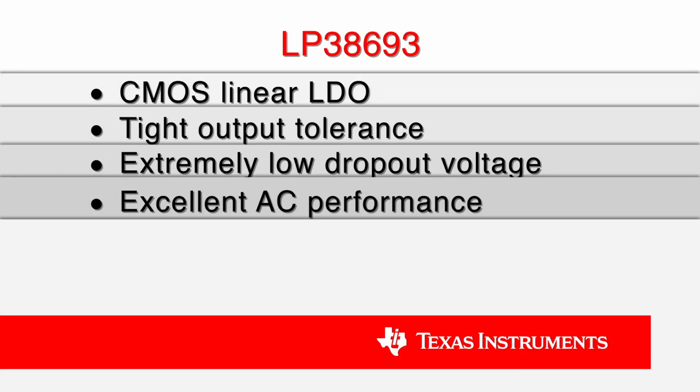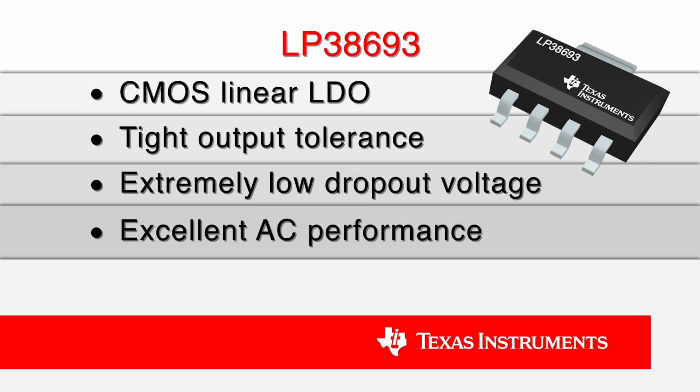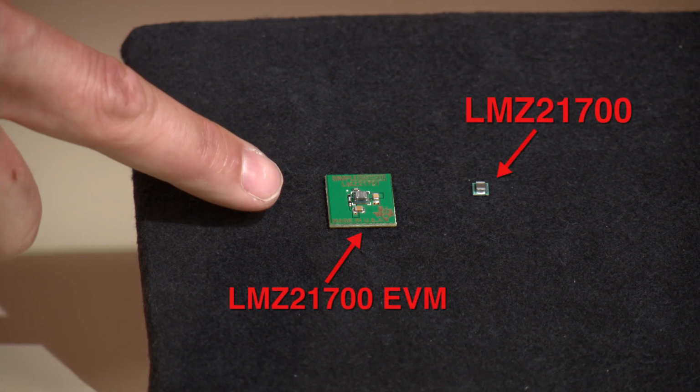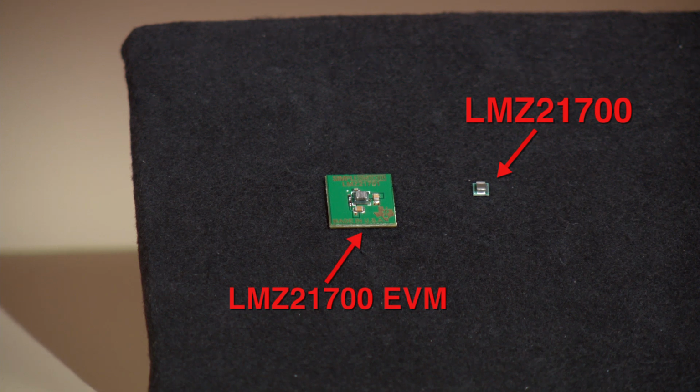For the LDO, we'll use TI's LP38693, a low dropout CMOS linear regulator that provides tight output tolerance, extremely low dropout voltage, and excellent AC performance. For the switching regulator, we'll use a simple switcher nano module, the LMZ21700, a step-down DC-DC solution capable of driving up to 650 milliamps in space-constrained applications.